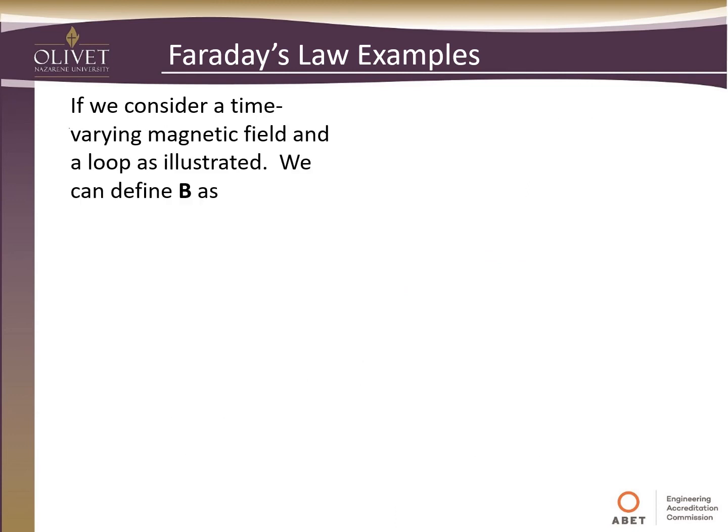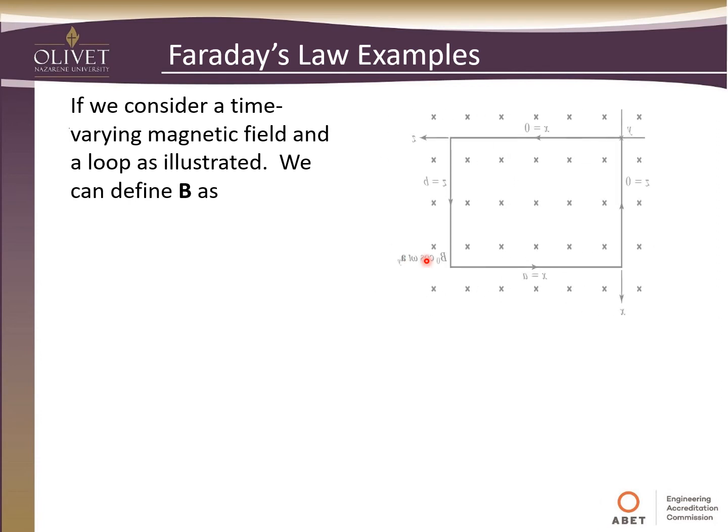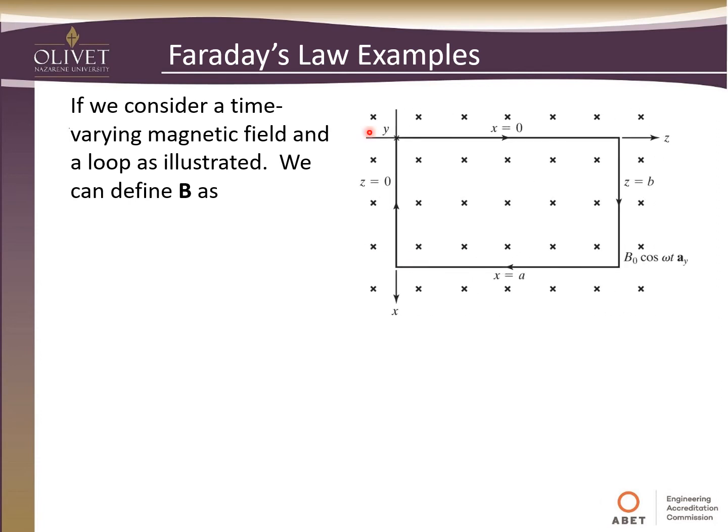So let's consider a different example. Instead of varying the loop this time, which was an interesting thought exercise, what we're more likely to see is a time-varying magnetic field in a fixed loop. And so that would look like this. So here, our loop is fixed. So we have our z-axis and our x-axis defined here.